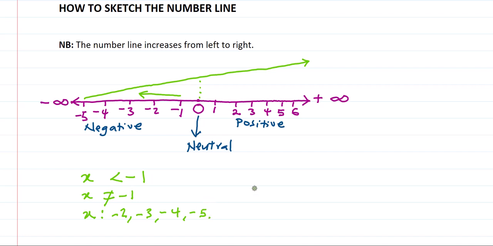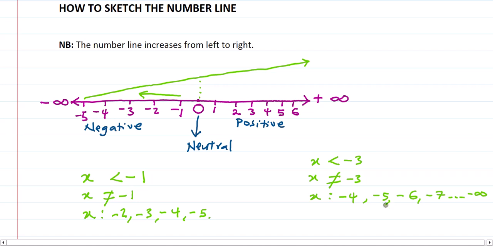Okay, let's do one more. Assuming we say x is less than -3, it simply means that x is not equal to -3, right? So what are the possible values of x? x is equivalent to the following range of values, such as -4, -5, -6, -7, and up to negative infinity. So it's endless. I hope this makes sense to you, right?